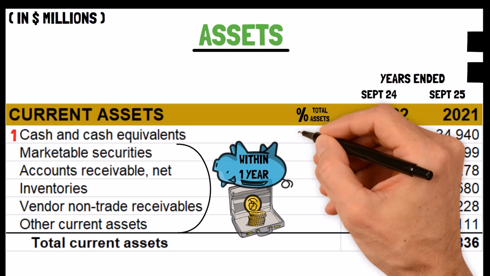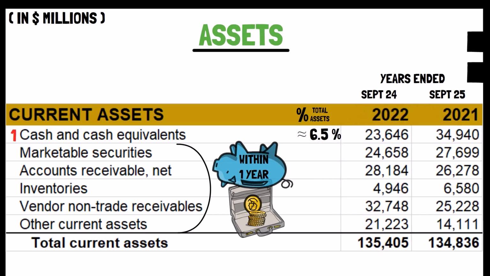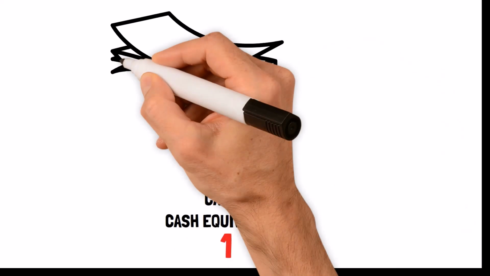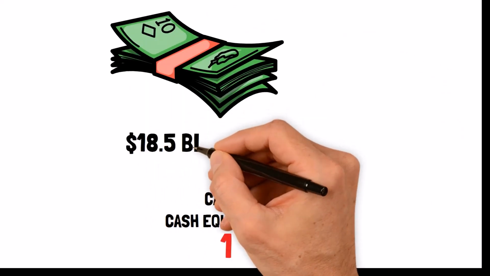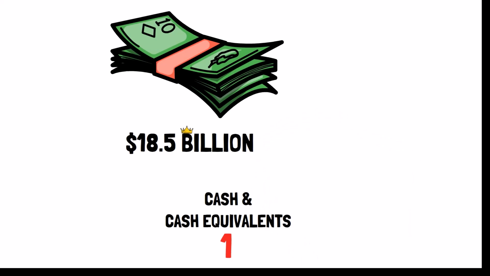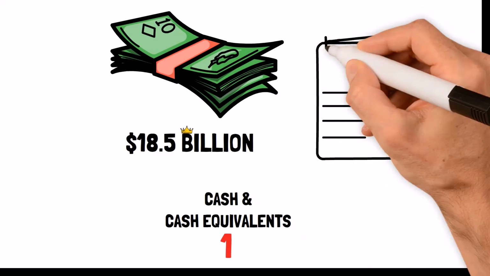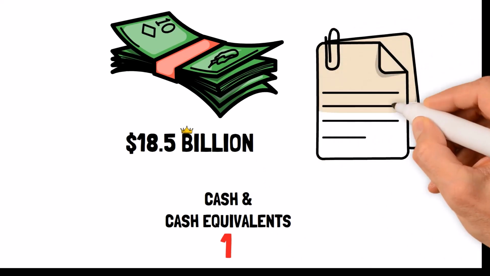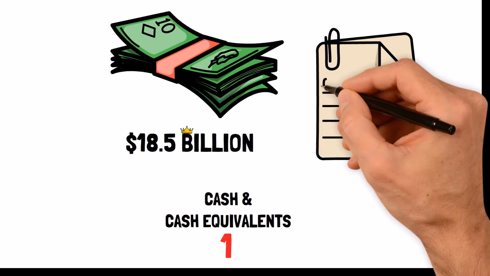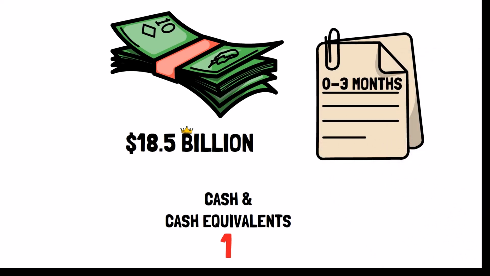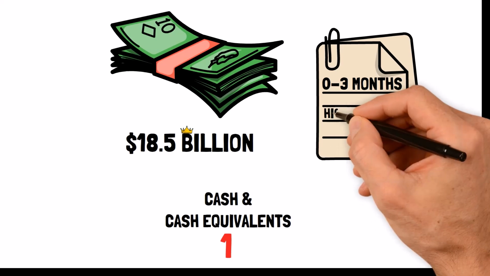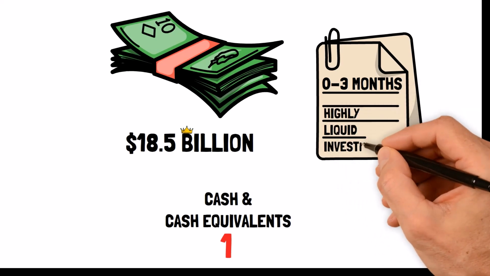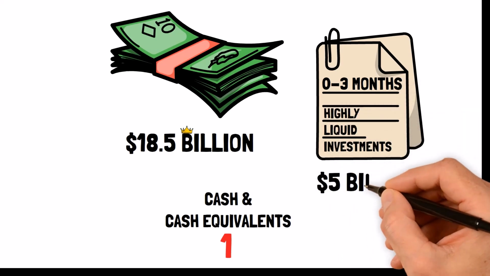Cash and cash equivalents amount to about 6.5% of the total assets. The assets consist of a lump of cash equal to roughly $18.5 billion. Moreover, the cash equivalents, such as treasury bills and commercial paper, represent assets with a 0 to 3 months maturity. They are highly liquid investments and amounted to about $5 billion.